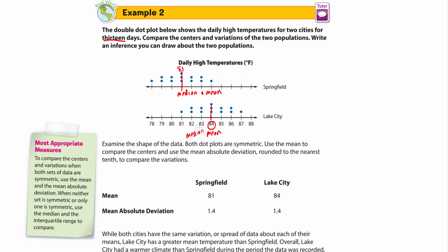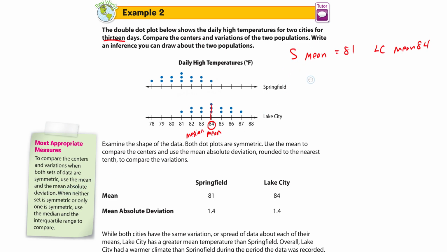However, I can do this pretty darn easily without doing a bunch of messy calculations. So I'm going to use the means. So the mean for Springfield is at 81, and the mean for Lake City is 84. So based just on that, I can say, hey, it's warmer in Lake City by 3 degrees. But then the interquartile range, we're not going to mess with that one because of this little recommendation here. I'm going to use the mean absolute deviation.